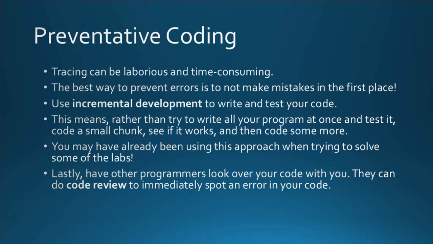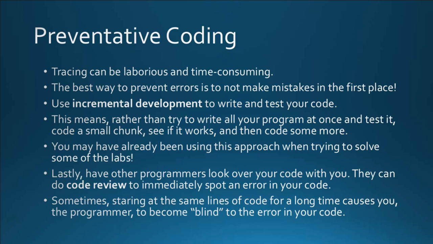Lastly, another technique to talk about is to have other programmers look over your code with you. They can do what is known as code review to immediately spot an error in your code. So, for example, you could be looking right at a misplaced semicolon, and they'll look and say, oh no, there's your problem. This is because sometimes staring at the same line of code for a long time causes you, the programmer, to become sort of blind to the error in your code. You're like, I'm looking at my code, I don't see any problems with it, but the program is not doing what I want it to do. It should just work. And then someone else will come over and say, oh, well, you have a semicolon at the end of your for statement, so it's not going to work.